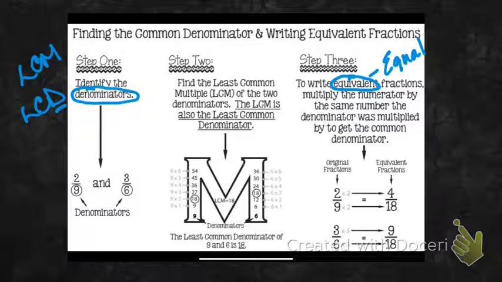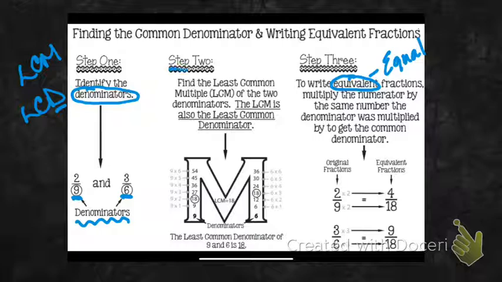All right, so if you look on the page here, step 1 says the first thing you need to do is identify those denominators. Remember, the denominators are the numbers on the bottom of the fractions. In this case, we're looking at 2/9 and 3/6. So the denominators are 9 and 6.